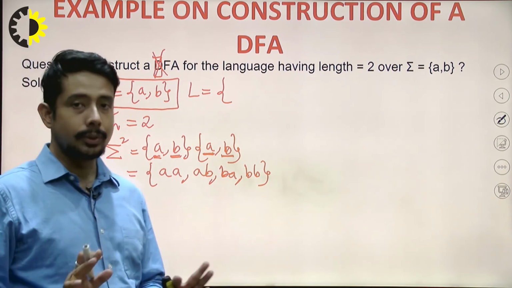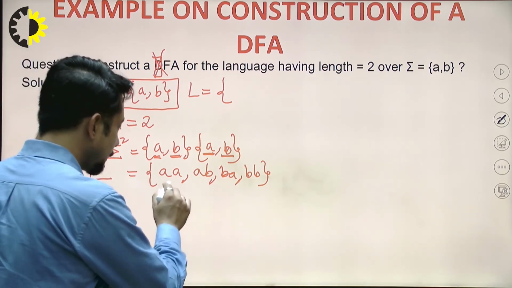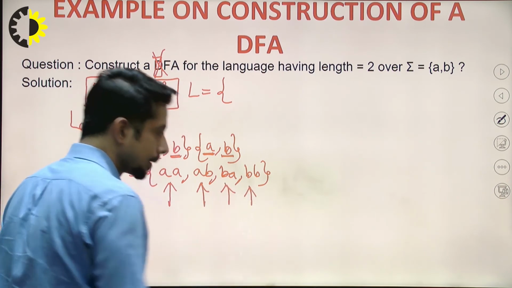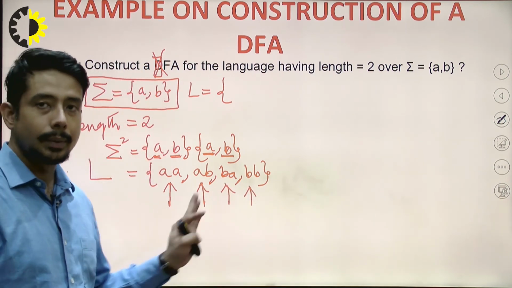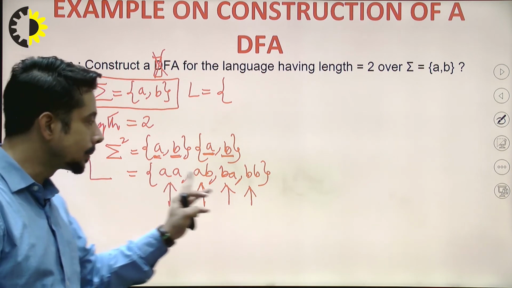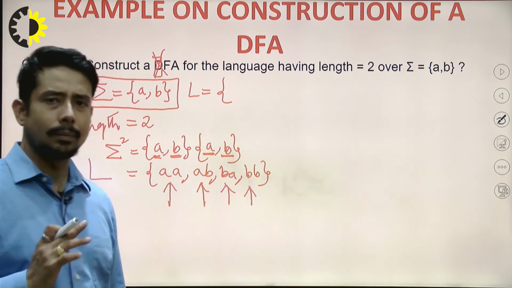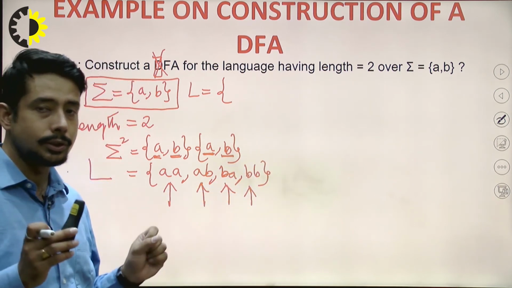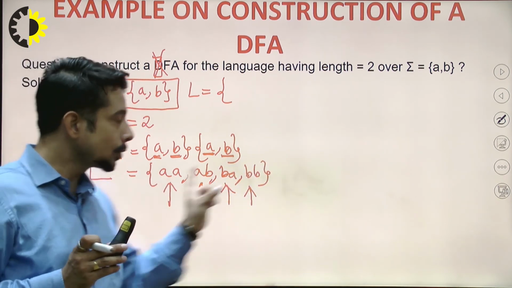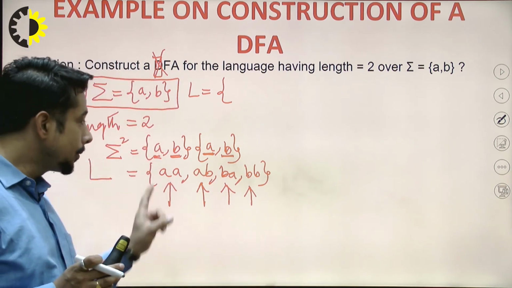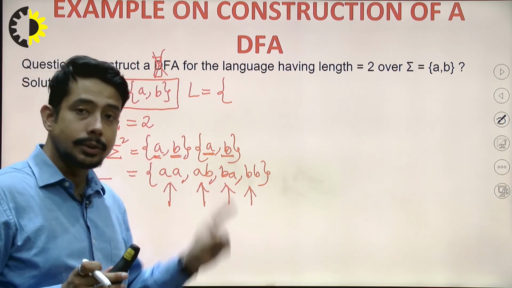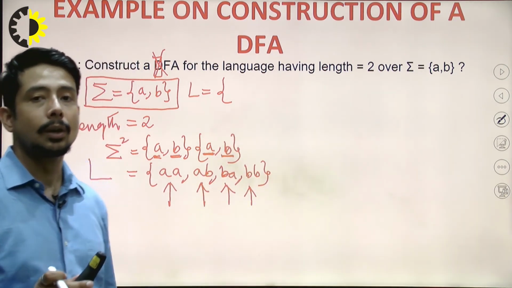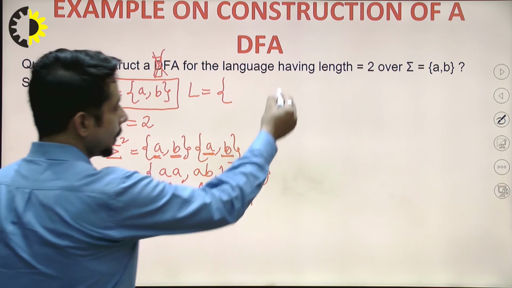So what do I need to design? I need to design a finite automata which will accept these particular strings. Always keep in mind that while we design a finite automata, we do not need to design the overall diagram at once. No, we need to design one by one. We need to concentrate on every possible string present in the language, and then design the automata. So I will stop here.